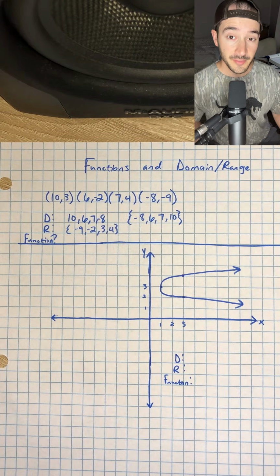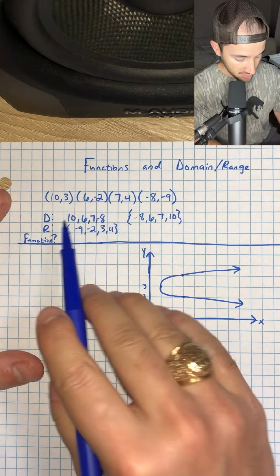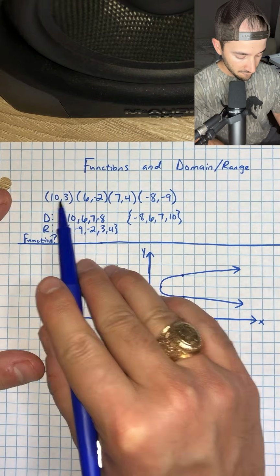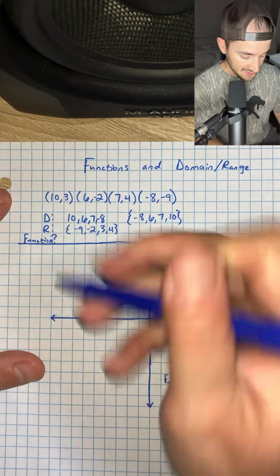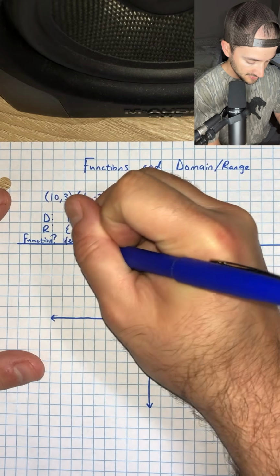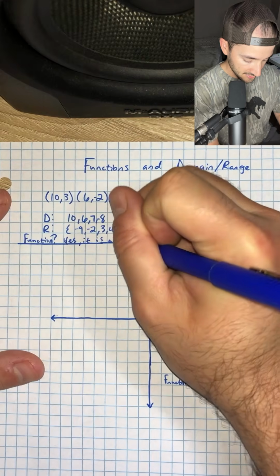Now, in order for it to be a function, we cannot have any x values that repeat. Okay, so looking at our x values, all 4 of them are different. So this is going to be a function. So I'll say yes, it is a function.